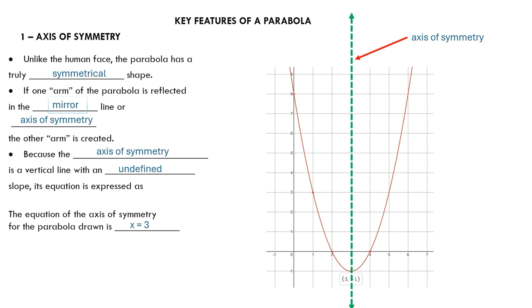The equation of the axis of symmetry, in this case: take a look at what the x values are for any point along this line. Right here, the x value of the line is 3. Here, the x value of the line is 3. Anywhere along this line, the x value is 3. So the actual definition of this particular line is x equals 3.